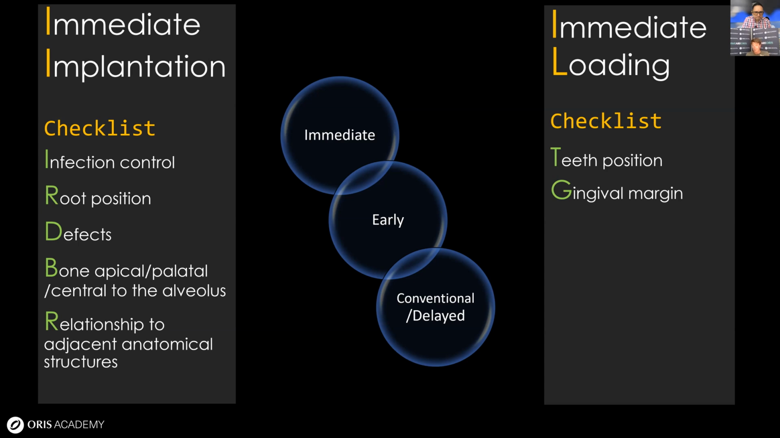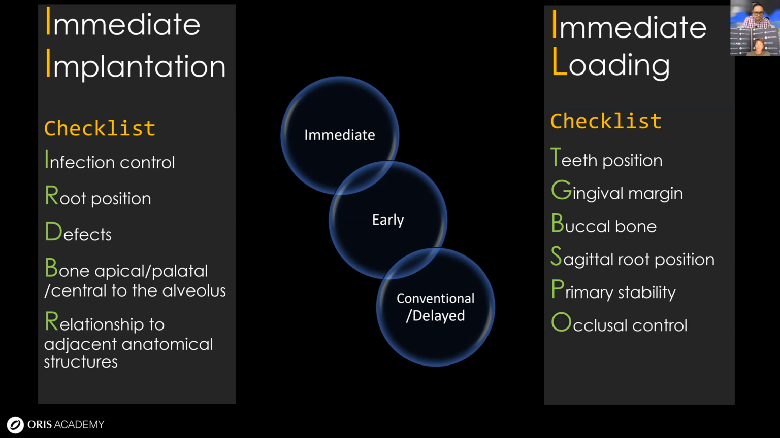Gingival margin, positive, negative, important. Buccal bone, again, coming back to that one. Root position, the same thing. Ability to obtain primary stability, which we can do when we work with fully tapered implants and have the clinical skills to apply it. Occlusal control, logistics, and patient issue.